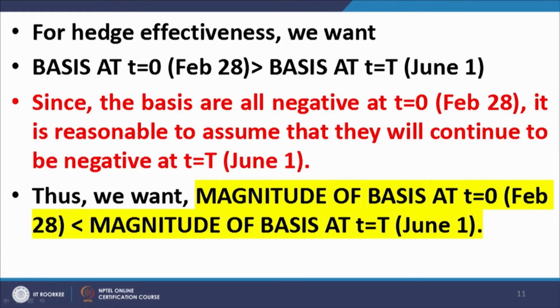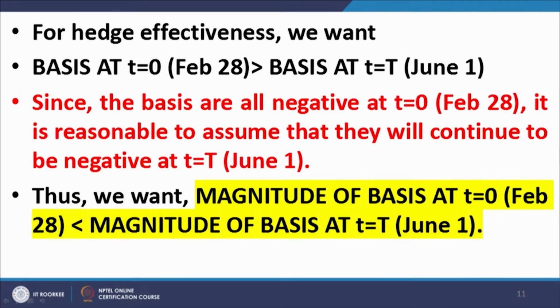On the presumption that the basis on June 1 turns out to be negative, the hedge effectiveness criterion modifies to: magnitude of basis at t equal to 0 should be less than the magnitude of basis at t equal to capital T, because both the bases are negative. So, if the basis at t equal to 0 is to be greater than basis at t equal to capital T, then the magnitude of basis at t equal to 0 must be less than the magnitude of basis at t equal to capital T, because the bases are negative or assumed negative, at least for the case of June 1 basis.